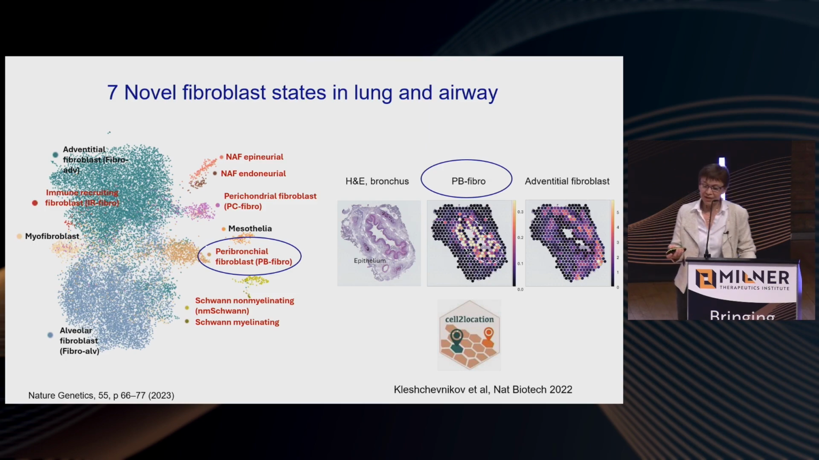And that is really very nicely illustrated here because the peribronchial fibroblast maps around the bronchi, which is why we named it that way, whereas the adventitial fibroblasts map throughout the tissue. So you get very nice orthogonal data that this is really functionally different. And the computational tool that we use to do this mapping is called cell2location, which was developed by Vitaly Kleshchevnikov at the Sanger.